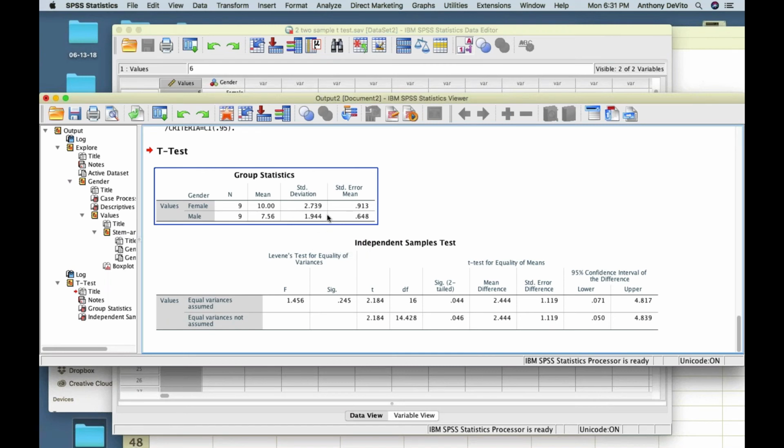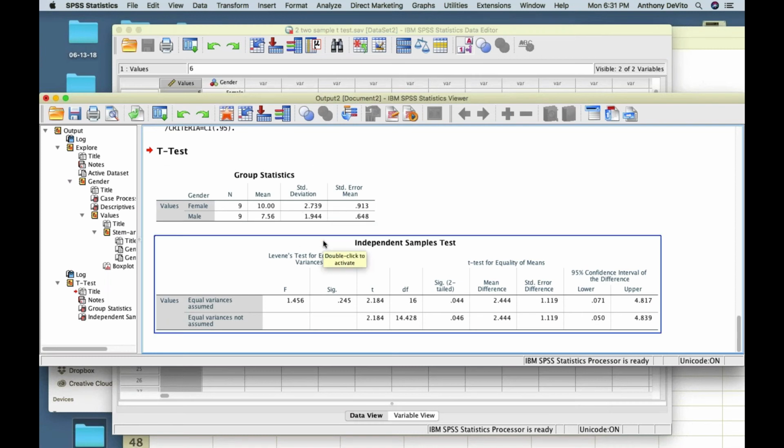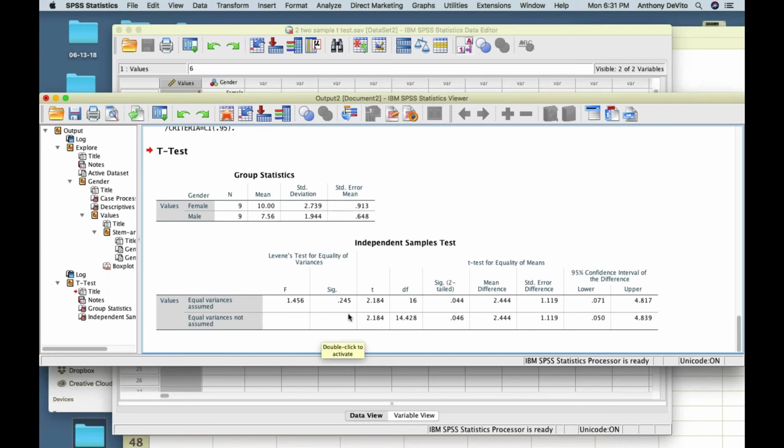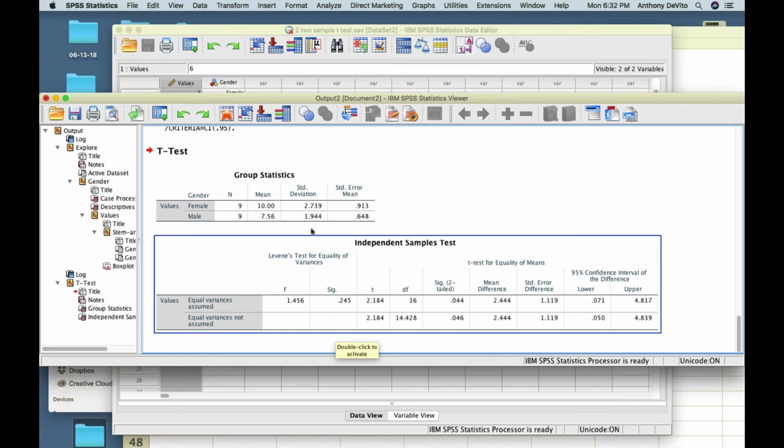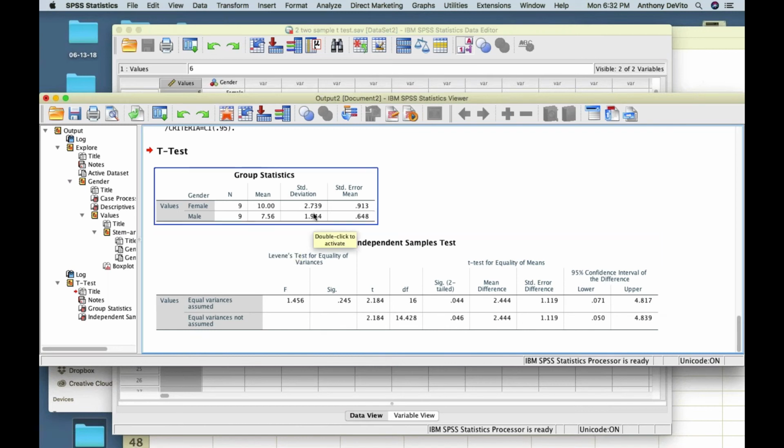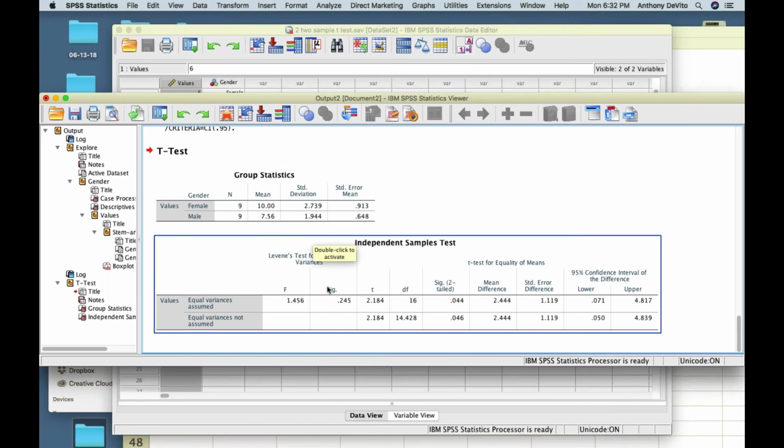Since one is not double the other, we probably would have assumed, let's say that the standard deviations are roughly equal. We'll assume them to be equal. SPSS actually does a test for that. Levene's test for equality of variances. So this first section here is testing for the equality of variances. And SPSS actually does the t-test, which starts here and goes to the right. This is the start of the t-test here.